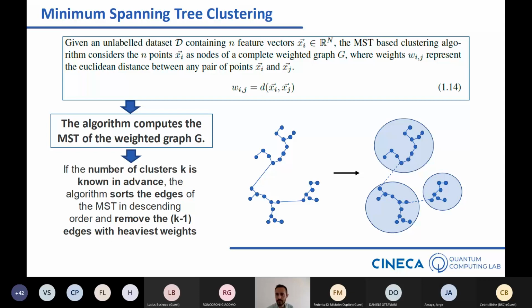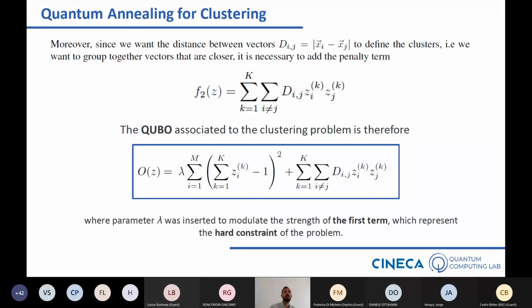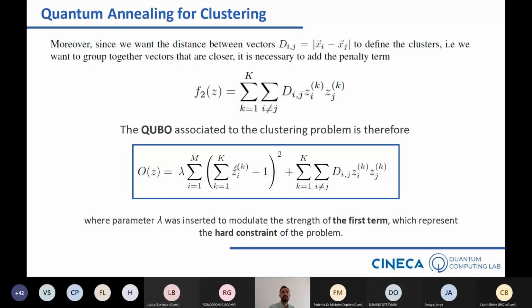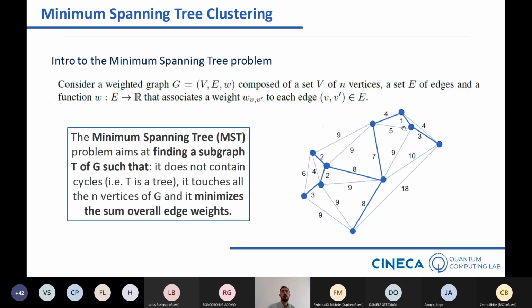So one question: how many qubits are required for k-means with quantum annealing? For this case, the number of qubits that you need at the end is the zeta ik, which are exactly the number of vectors times the number of classes. So yeah, exactly. If I have 3 classes and 100 vectors, it's 300.